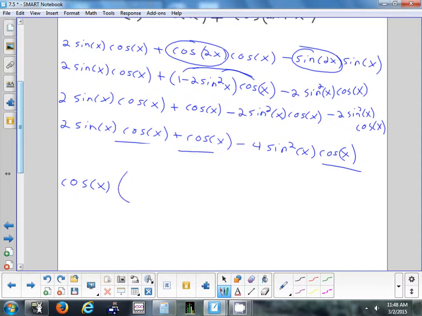You're going to be left with 2 sine x, a plus 1, which is why I said I didn't really want to distribute the cosine out just to factor it back out again, but I think people would have got confused if I didn't do that. And factor it out from the last part.